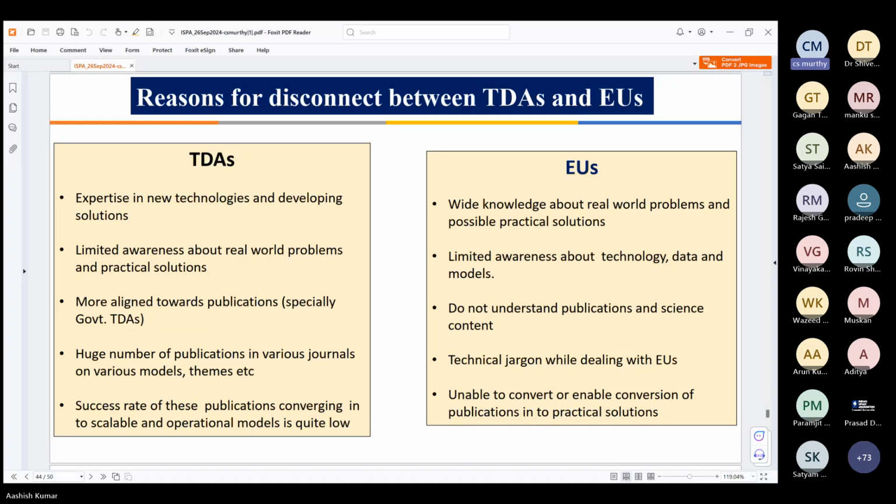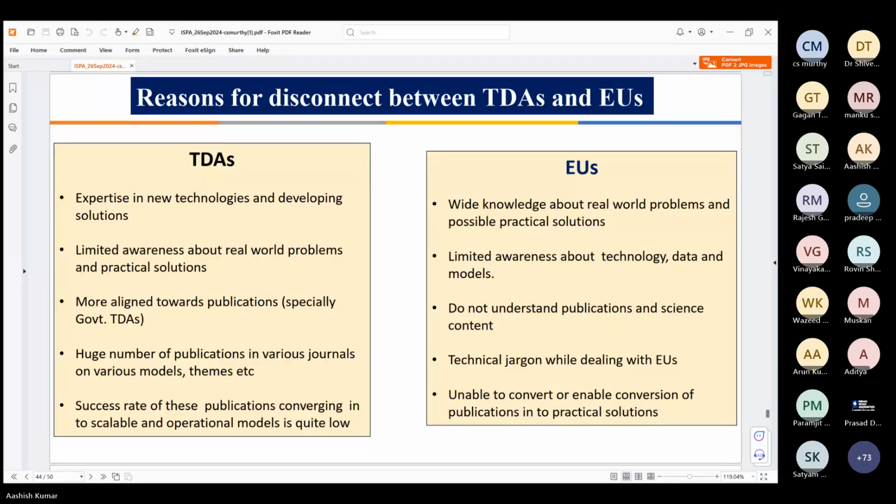But they have limited awareness about technology. End users, whether they are farmers or highly literate senior officials, whomsoever, geospatial is not their field. So they have limited awareness about technology, data, and models. On many occasions, they do not understand the publications and science, and also the technical jargon during their conversations with the TDAs. This is a big problem. That is the reason why there is some kind of a gap, some kind of a disconnect between TDAs and end users.